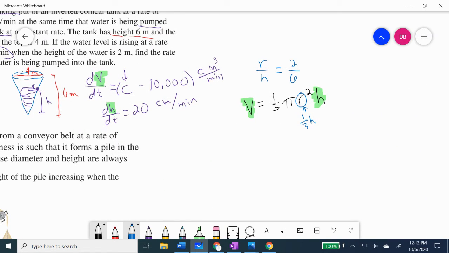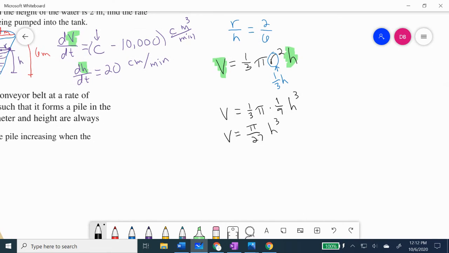And that is going to give me volume is 1/3 pi times (1/3) squared times h squared times another h. And then I'm going to simplify that just a touch more. And now we are ready to take the derivative with respect to time. dV/dt equals constant multiple, and then I chain rule 3 blah squared times the derivative of blah with respect to time.